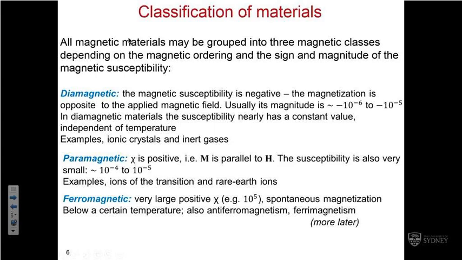Then there's also antiferromagnetism. In ferromagnets, all the spins are aligned in the same direction, and in antiferromagnetic materials, they are completely anti-aligned, if you like, and the net magnetization is then zero. We'll talk about that a little bit later on. And then you have ferrimagnetism, where some spins are aligned and some are anti-parallel, if you like, but the net magnetization is non-zero.